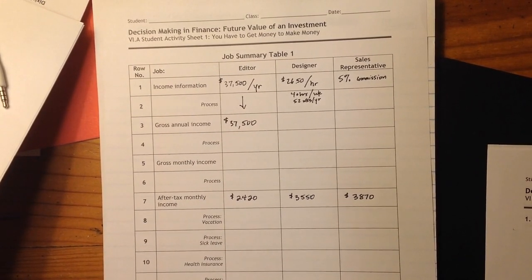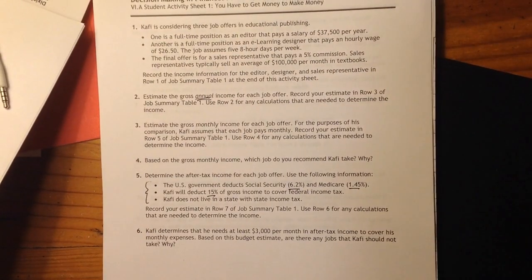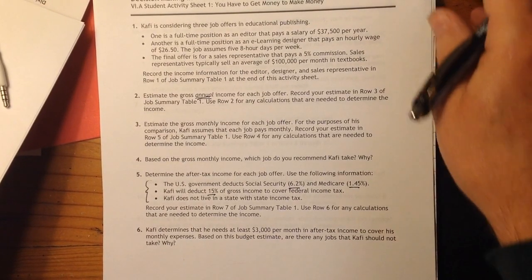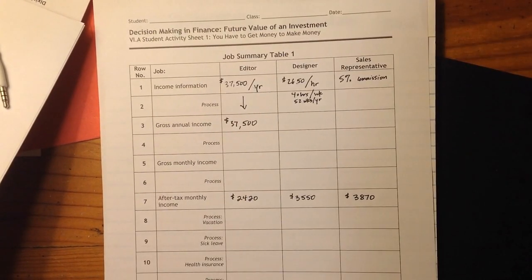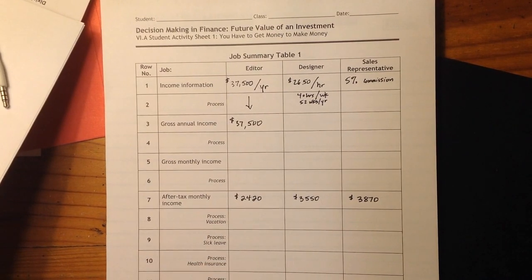And that is it, I guess, for the last question. Number 6, one more question today. Kafi determines that he needs at least $3,000 per month in after-tax income to cover his monthly expenses. Based on this budget estimate, are there any jobs that Kafi should not take and why? Okay, pretty clearly, we have 2 numbers that are above $3,000 per month. We have one that's below $3,000 per month. So editor right now is not looking real good. It is about $1,000 less than designer at this point.